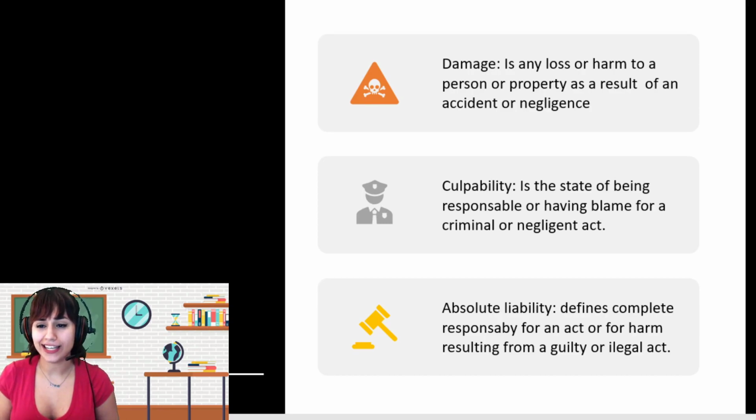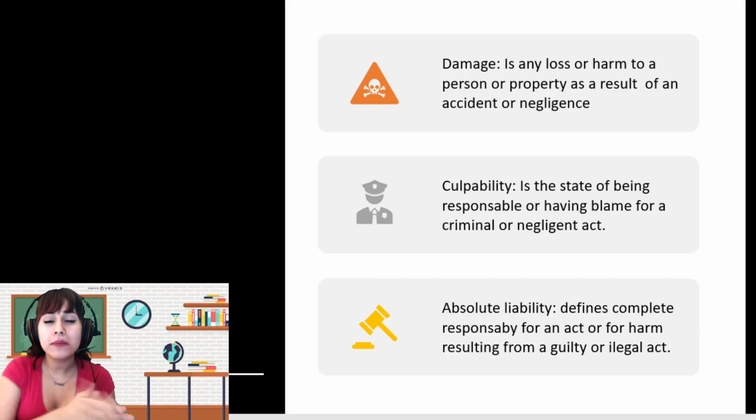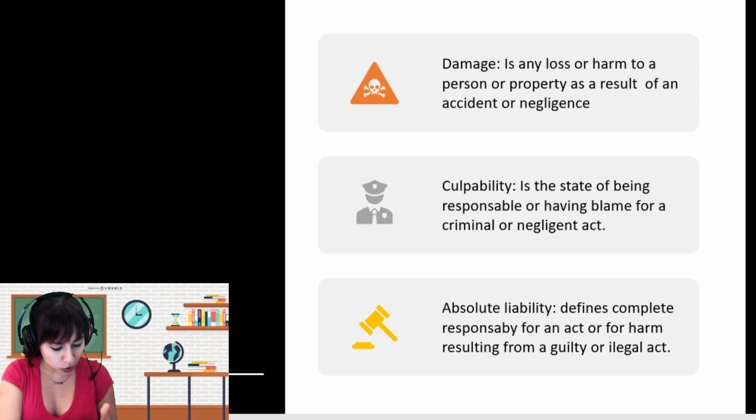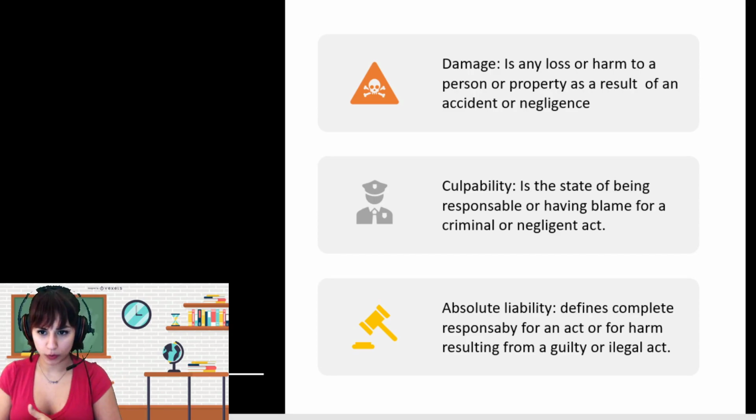So, culpability is the state of being responsible, el estado de ser responsable, or having blame, o sea, tener realmente una culpa, for a criminal or negligent act, ¿ok? Criminal cuando es doloso, negligent cuando es culposo, ¿ok? So, culpability viene de cuando alguien tiene responsabilidad, ya sea culposa o dolosa, sobre algo que se le esté imputando o señalando, ¿ok? And for the next word, we have absolute liability.